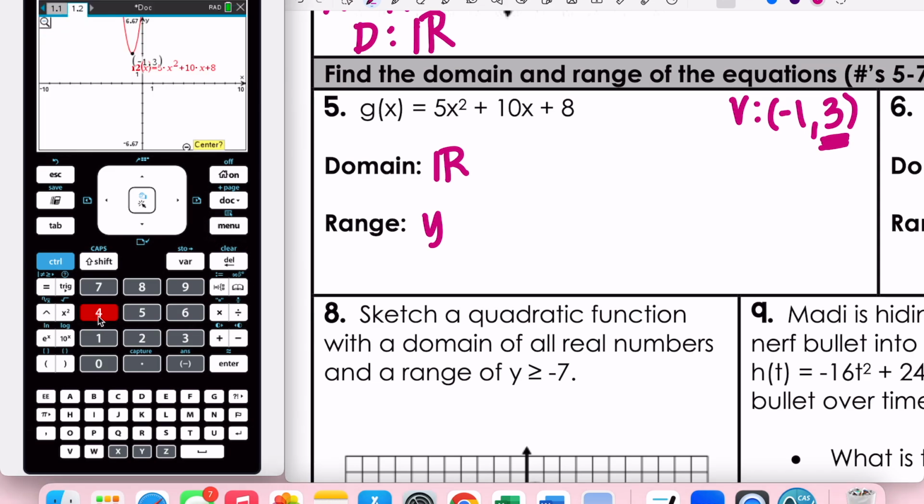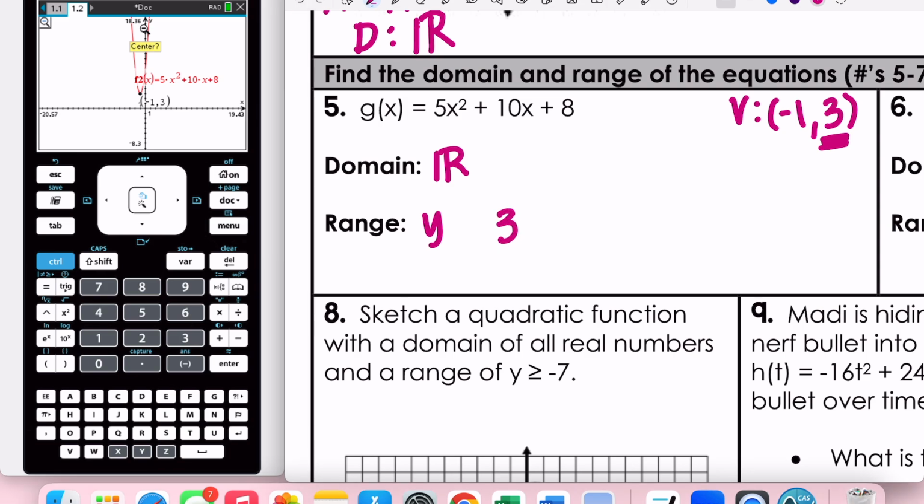So again, if I were to zoom out, my graph is going to continue going up. So I cannot set up a boundary there. So I'm going to leave a space for my inequality, and then I'm drawing my boundary line at 3. Now, look at the direction your graph opens. Your graph opens up. And if your graph opens up, then your inequality is greater than or equal to.